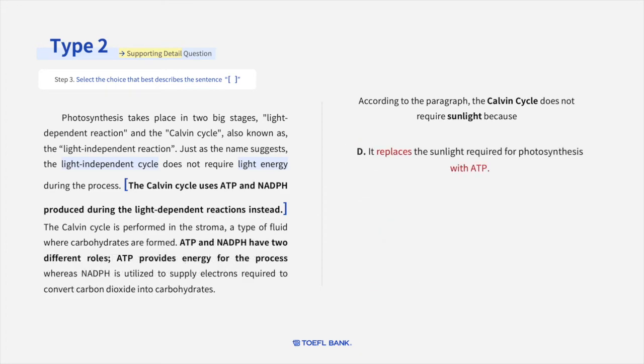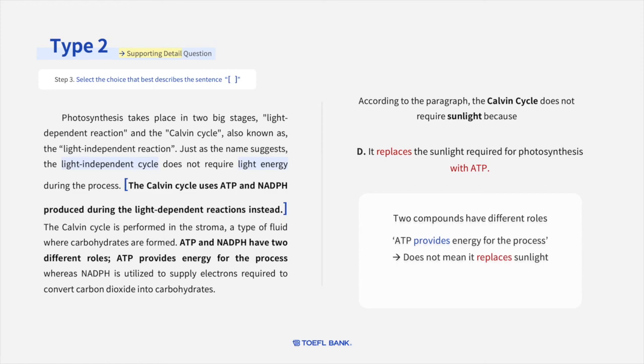D: It replaces the sunlight required for photosynthesis with ATP. The paragraph states that the Calvin cycle uses ATP and NADPH instead of sunlight. And it also states that ATP provides energy for the process, but that does not mean that ATP is the one that replaces sunlight. The passage specifically states that the two compounds have different roles. ATP and NADPH have two different roles. ATP does provide energy for the process. However, ATP and NADPH is what replaces sunlight. If choice D read, it replaces the sunlight required for photosynthesis with ATP and NADPH, D would be the correct answer.